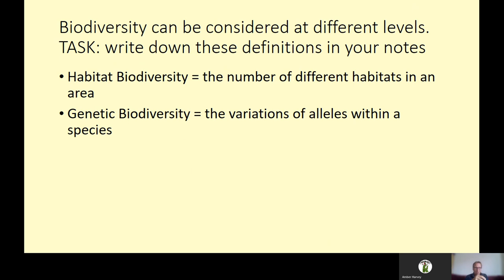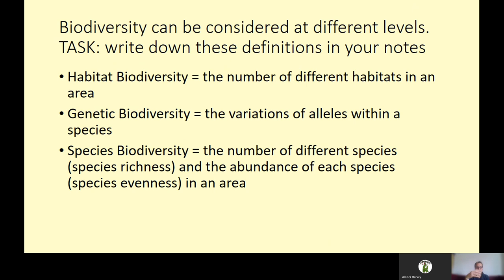And then, as I say, the third is called species biodiversity, and that's the number of different species, i.e. what we call species richness, and the abundance of each species in an area. So what is the spread of each species as well? How many different species are there, and how widely spread are they? Is there lots of one species and only a few of another, or are there, I don't know, 10 different species and a similar amount of all of them? So those are the three levels that we're interested in.